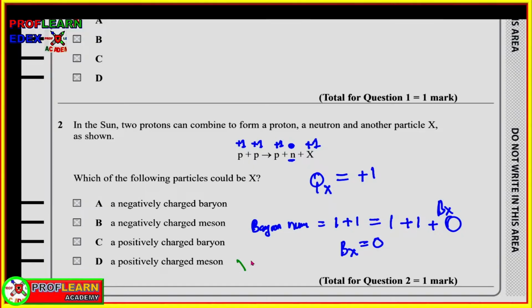Conclusion: X is a positively charged meson. So in that case, we can say the answer is D.